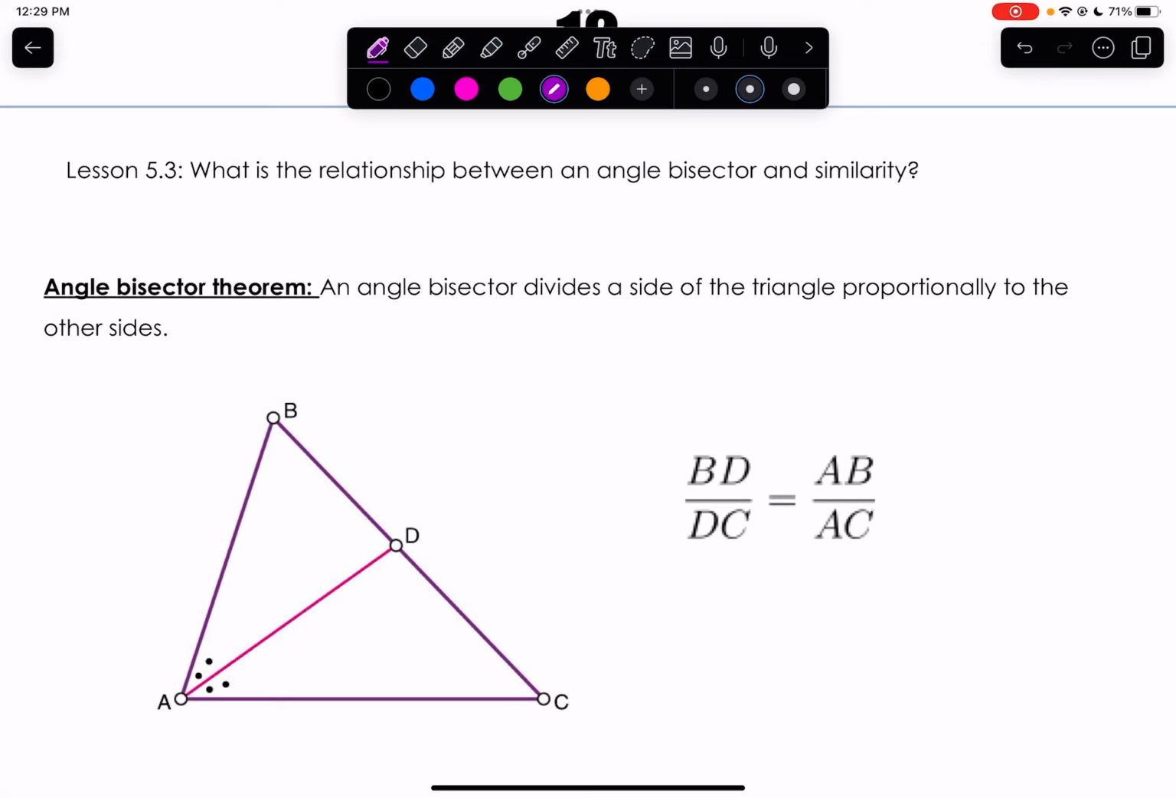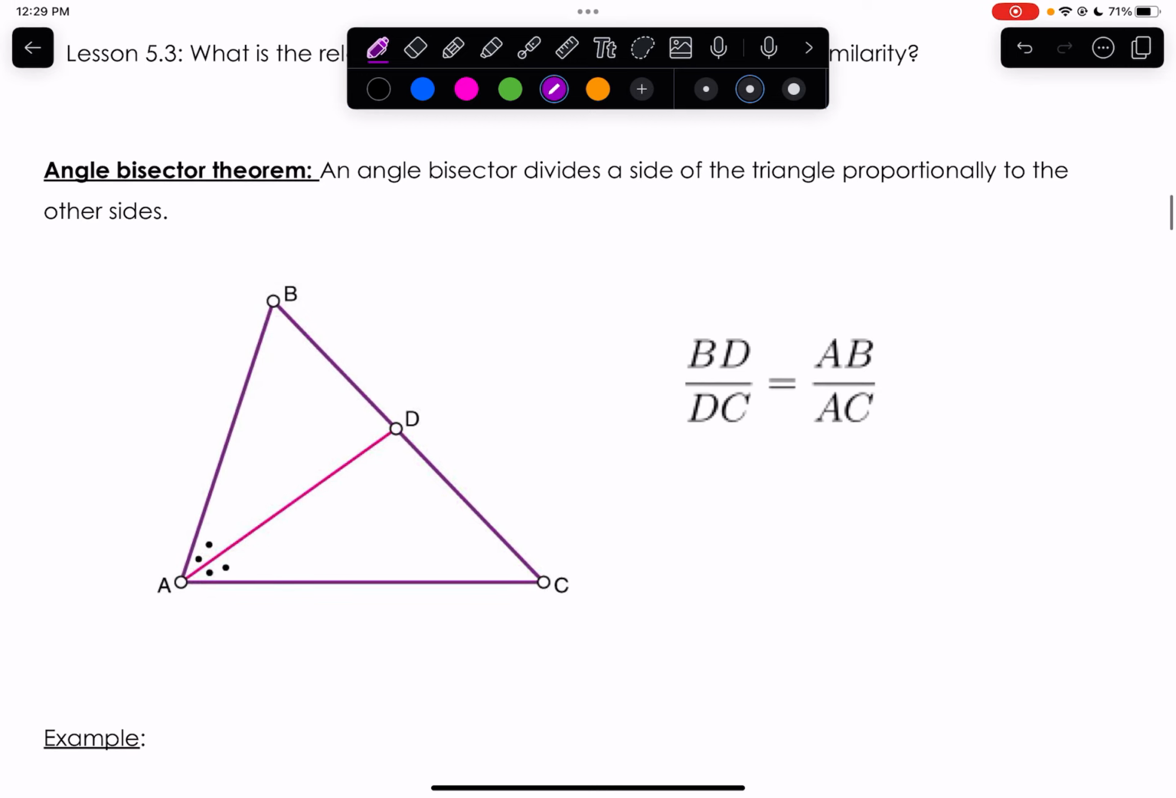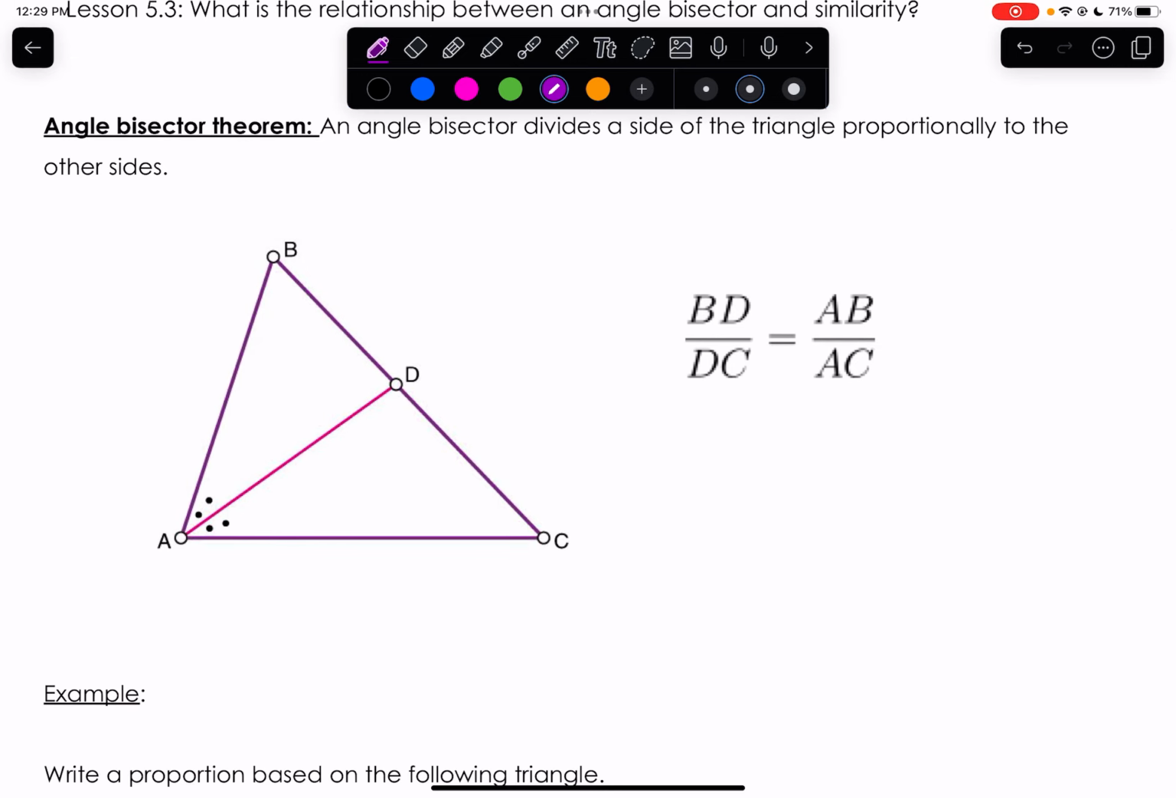In this lesson, we're going to go over the angle bisector theorem. The angle bisector theorem states that with an angle bisector, it will divide a side of the triangle proportionally to the other side. So what that's saying is that if AD is our bisector, then we know that these two angles are congruent. What it also says is that this line has now split this side in such a way that we can form a proportion.